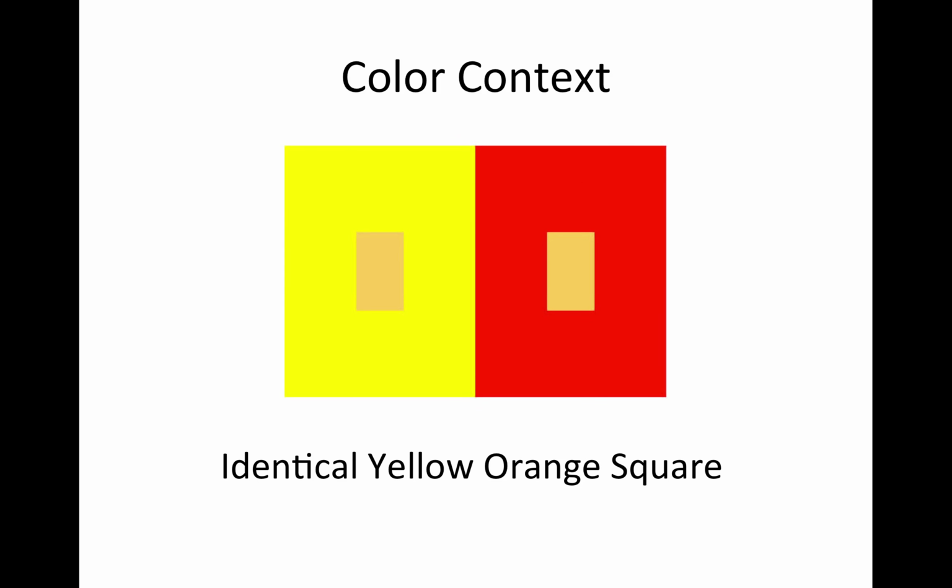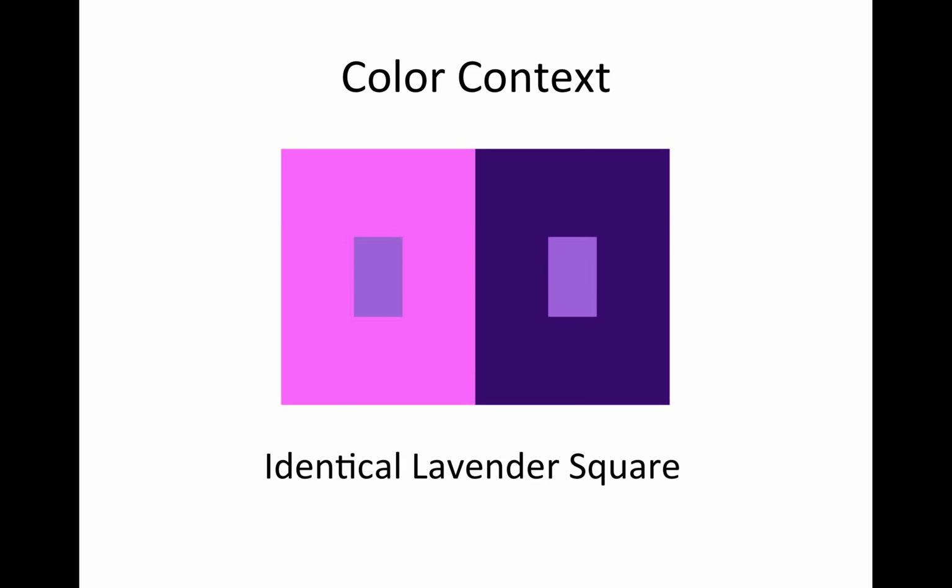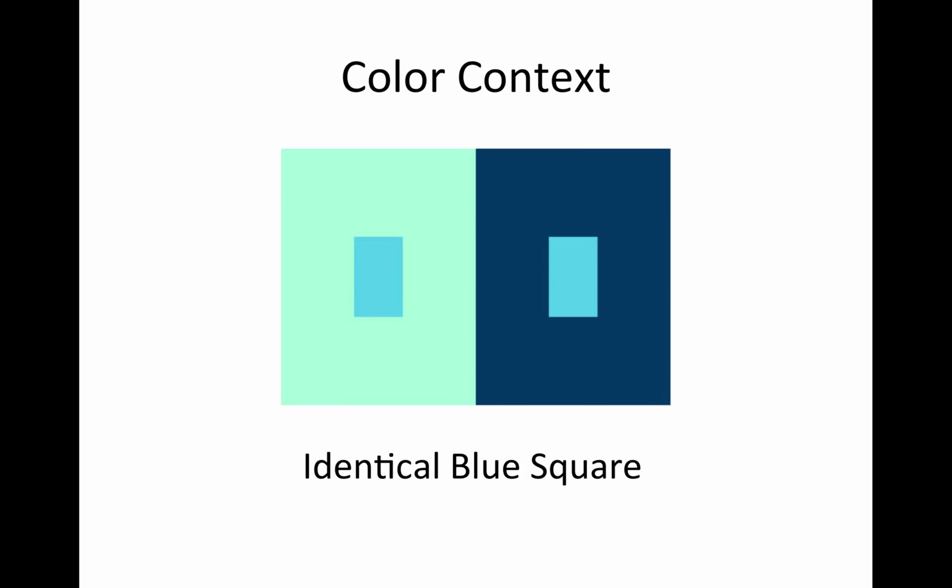The small yellow rectangle is identical in this. If you block it off with white paper, you will see that. But by putting a yellow background behind it, it appears much darker than if you put a red background behind it. We see that same thing with this green rectangle when we put a light green or a dark blue background behind it. The same with the lavender square, the same with the blue square.